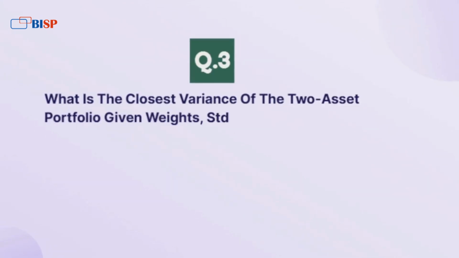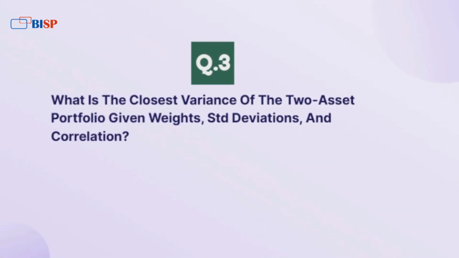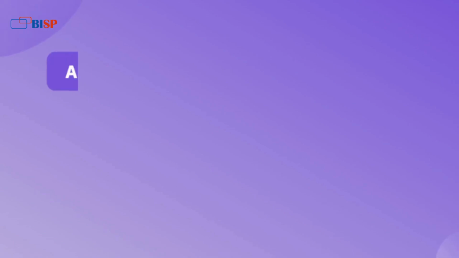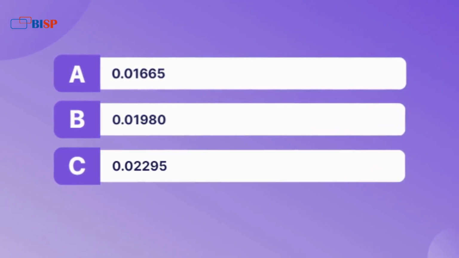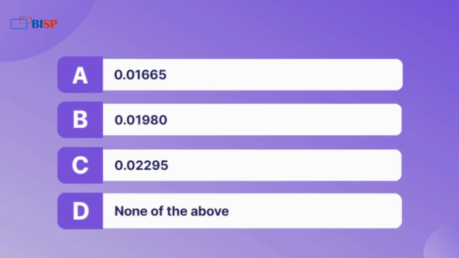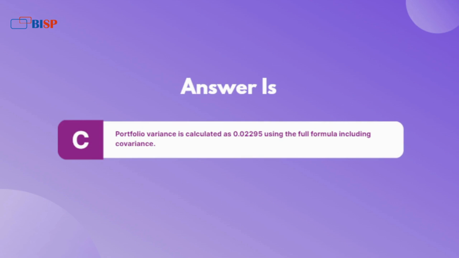What is the closest variance of the two asset portfolio given weights, standard deviations, and correlation? A. 0.01665. B. 0.01980. C. 0.02295. D. None of the above. Answer is C. Portfolio variance is calculated as 0.02295 using the full formula, including covariance.